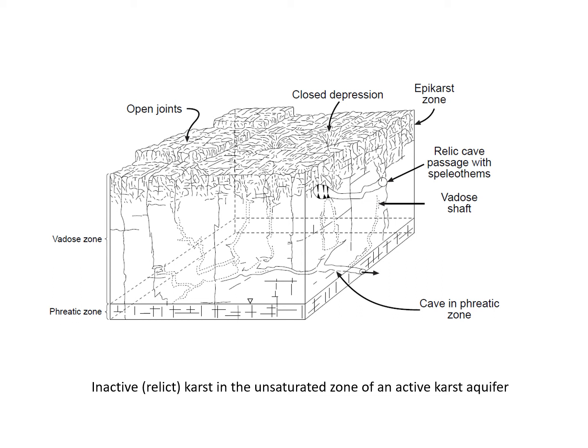Finally, on the right-hand side, there's something called the vadose shaft, which is a former water conduit, which is vertical, and it's going through the vadose zone, and it's directing water directly to the subsurface.